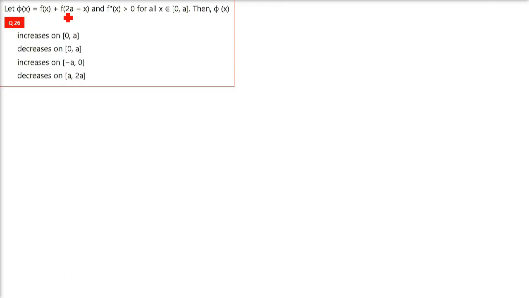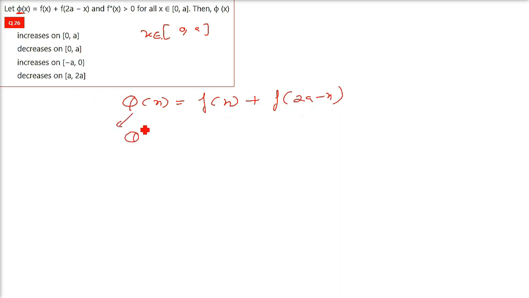Let phi x equal to f x plus f of 2a minus x, and f double dash x is greater than 0 for all x belonging to 0 to a. Then phi x, x is between 0 and a. You have to talk about phi x and tell about the interval where it is increasing or decreasing. The options are 0, a; minus a, 0; a, 2a. So phi x is given as f x plus f of 2a minus x. The best thing is to differentiate it.